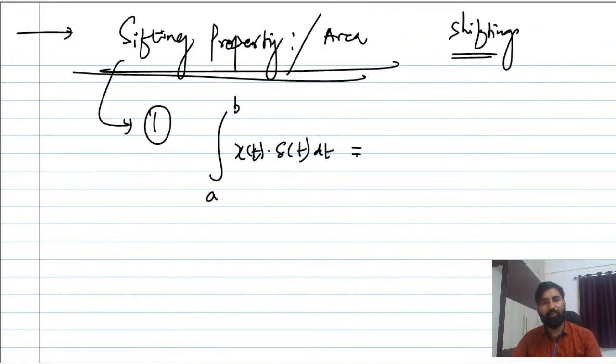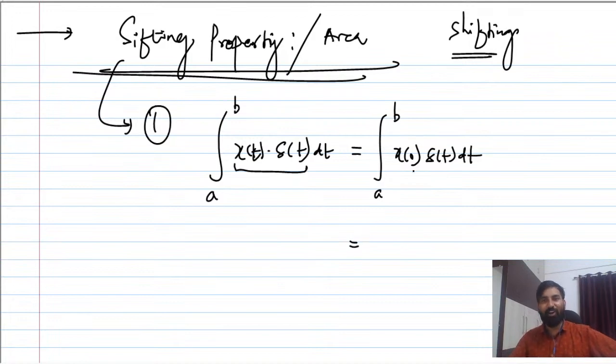Okay, so it will be equal to what? See, there will be two values. Keep in mind, there are two possibilities. First of all, what is this? Can somebody tell me? You can write this as integral from a to b of x of 0 times delta t dt. Now you know that x of 0 is constant, so you can take x of 0 out, leaving the integral from a to b of delta t dt.